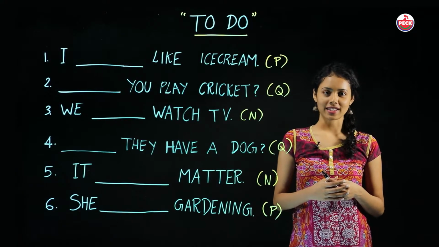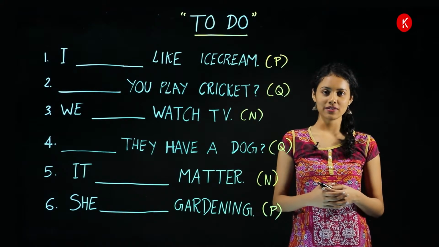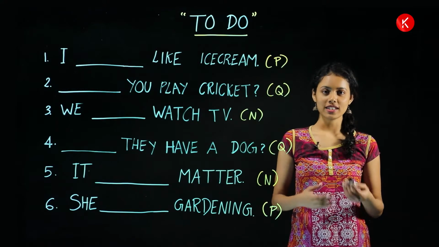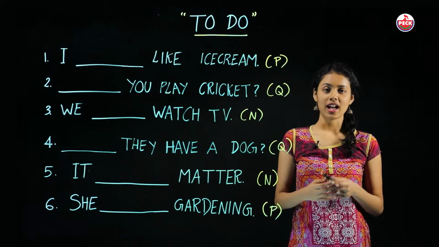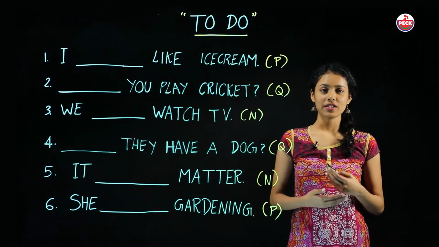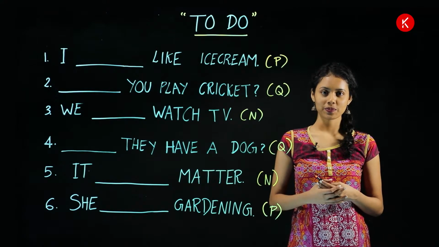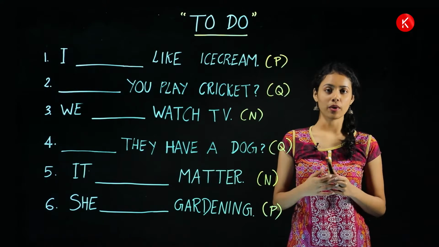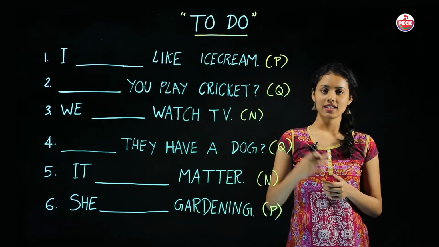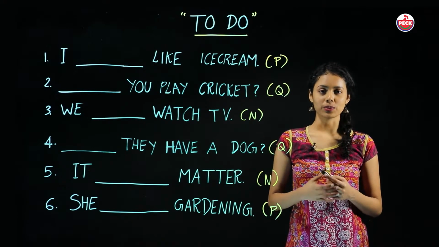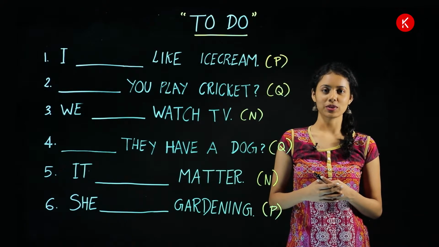Now you know what's next. It's time for a small activity based on what we learnt in this video. So here I have a couple of sentences for you and I want you to fill it with the right form of the verb to do. Now here P stands for positive form, Q stands for question form, and N stands for negative form of the verb to do. Don't worry, I'll help you through this.